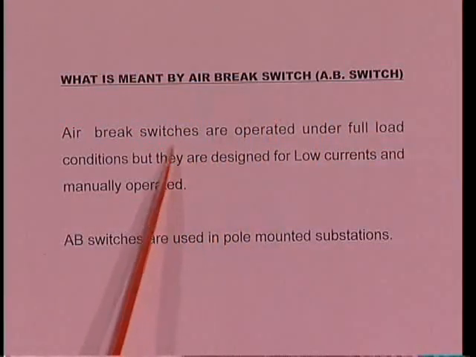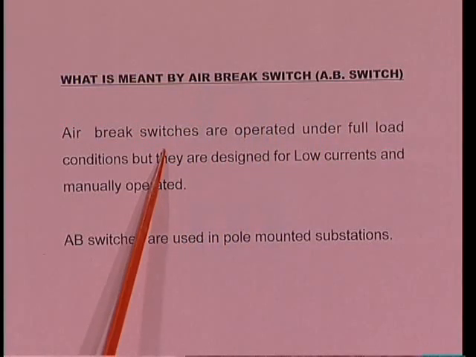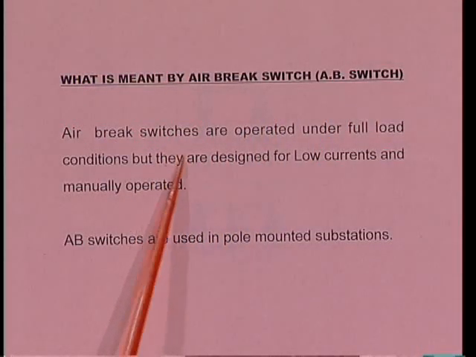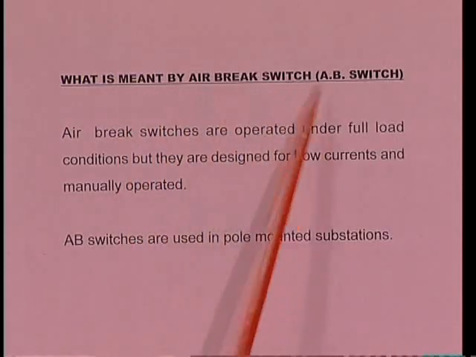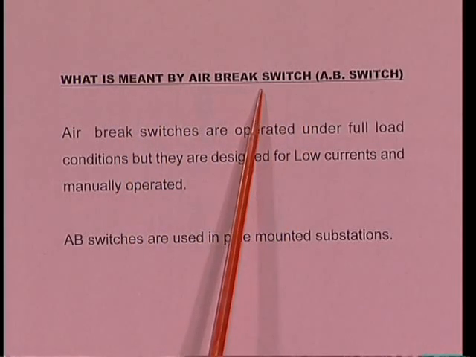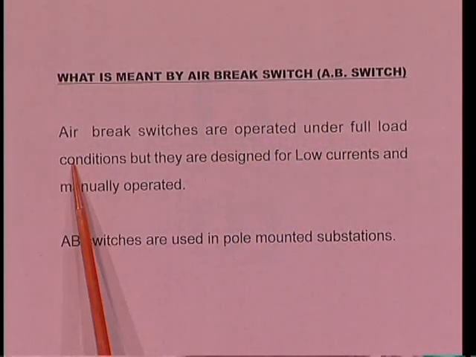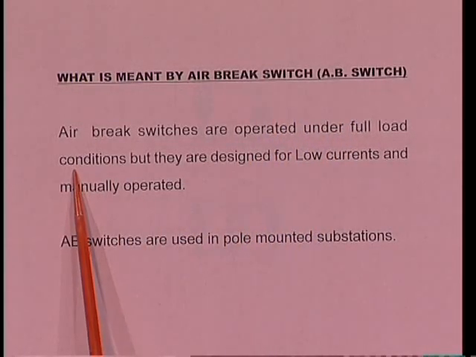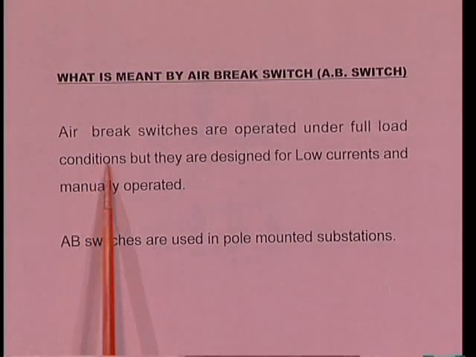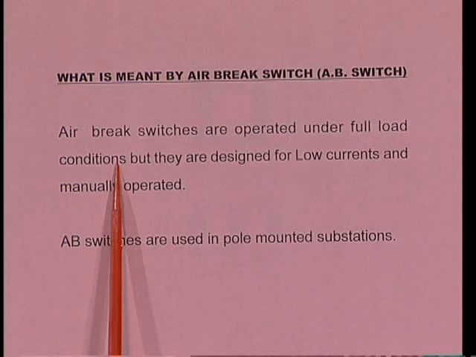What is meant by an air brake switch? Now we have learned about the four types of switches. Out of these, what is meant by an air brake switch? This air brake switch is also called an AB switch. If we go back to our earlier classes, we studied these AB switches in the estimating class. In pole mounted substations, we have studied the air brake switch.